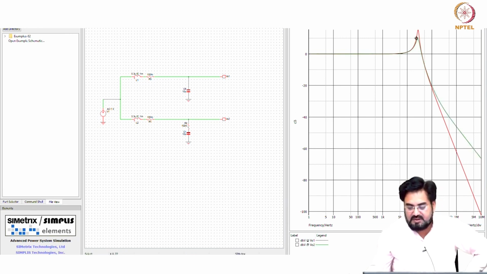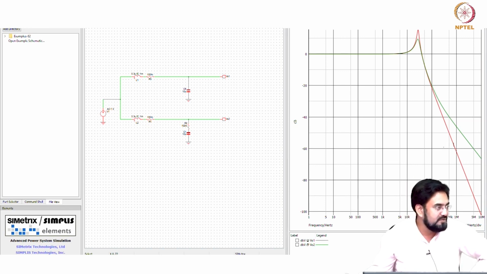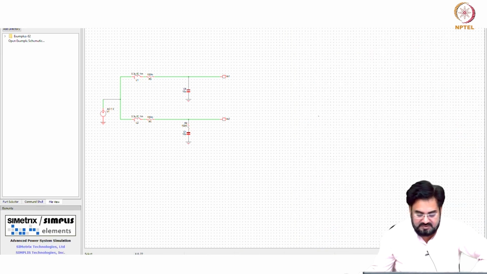Okay, so you can see Q has dropped, but resonance frequency is the same, it is not changing, and you can see this curve is now here. The zero is introduced, so it is dropping at minus 20 dB, whereas earlier it was dropping at minus 40 dB because of the double pole. So, out of that double pole, one pole is cancelled out due to the zero, and now we will see the phase response.